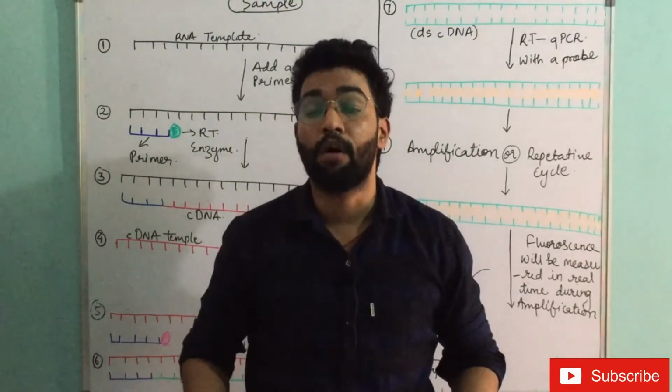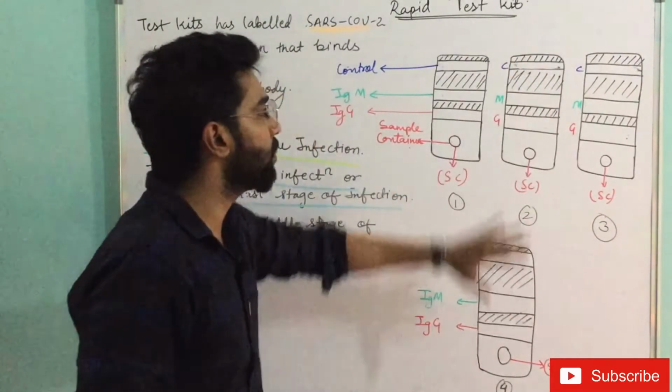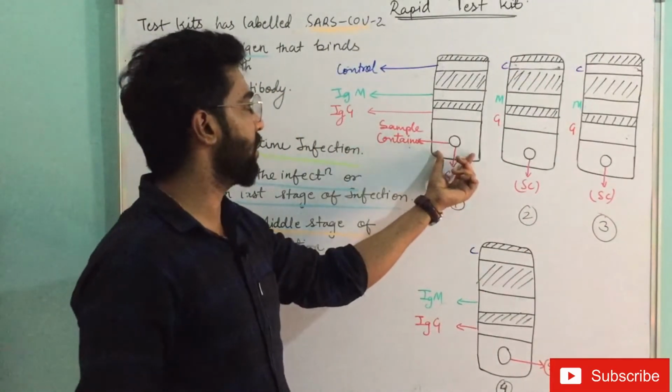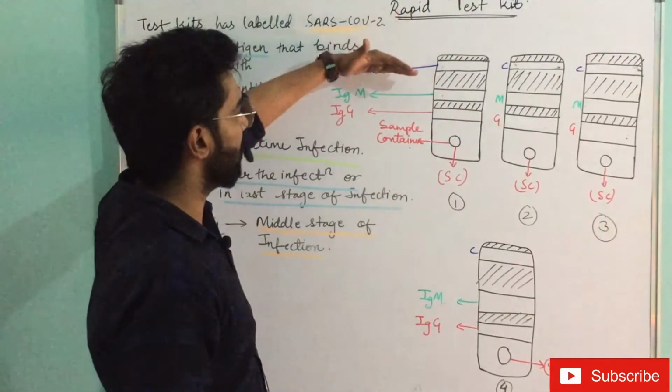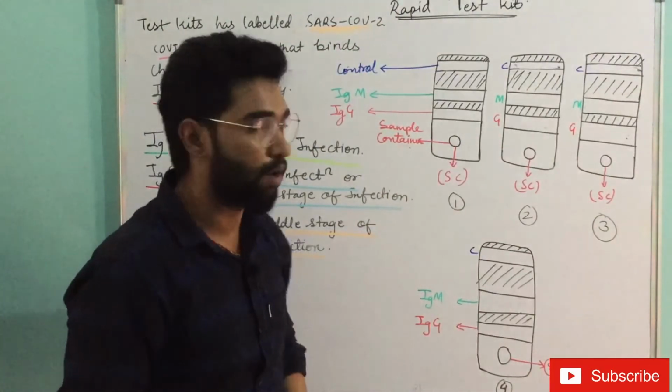Now let's go on to the rapid test kit. Okay, go to the next testing of coronavirus, that is the rapid test kit. So this is how the rapid test kit looks like. It consists of a sample container, a control line at the top, and an IgM and IgG line.